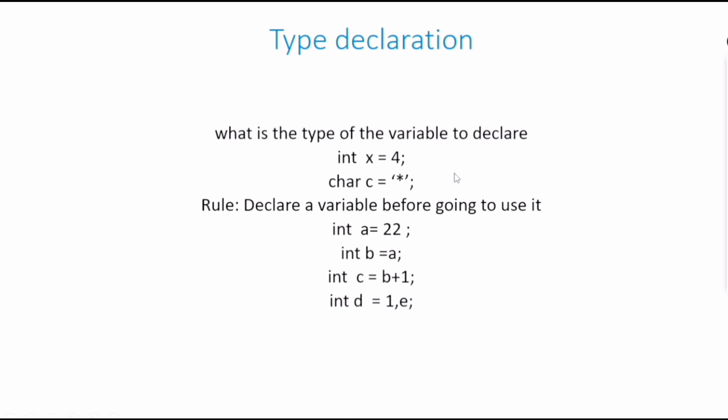Now, we will see the type declaration. Type declaration, as the name itself says, tells what type of variable you are going to store in memory. Here, int x is there, char c is there, but the type of the variable is different. x is an integer type, so it will store integer values only, and c is a character type, so it will store the character only, in the specified allocated memory.